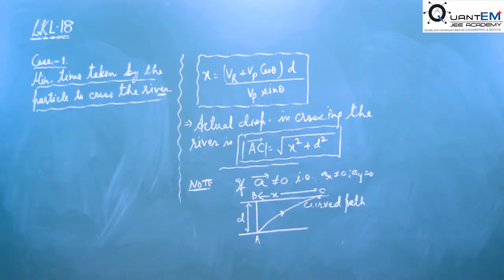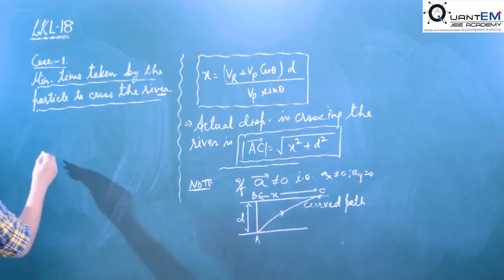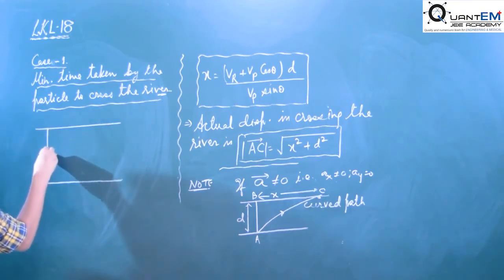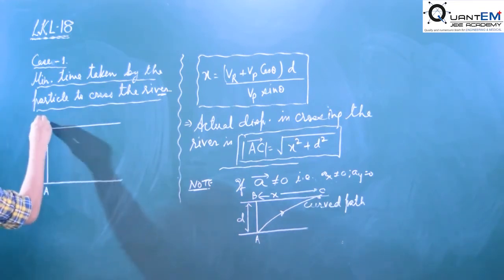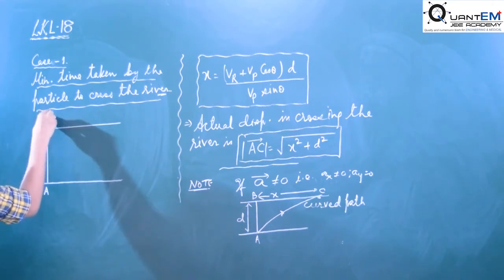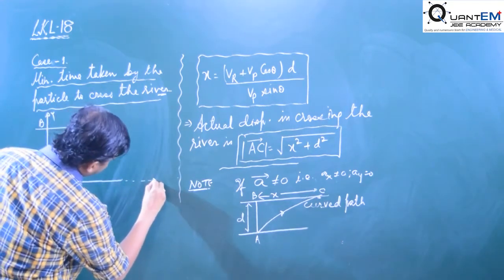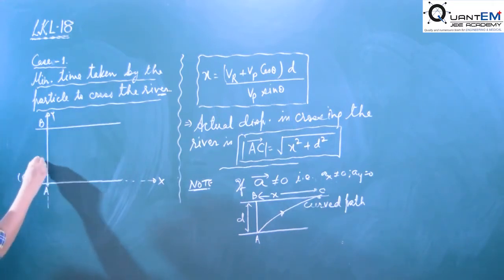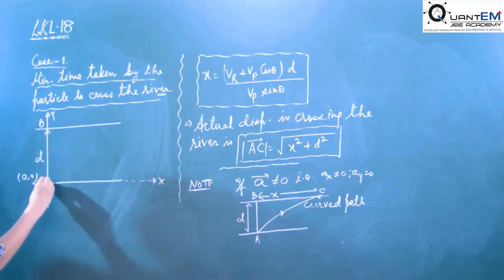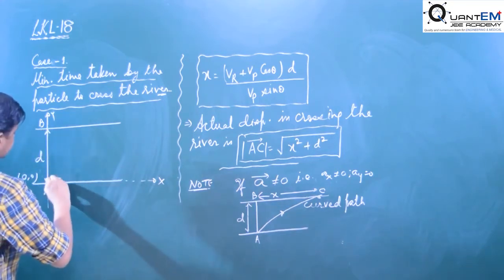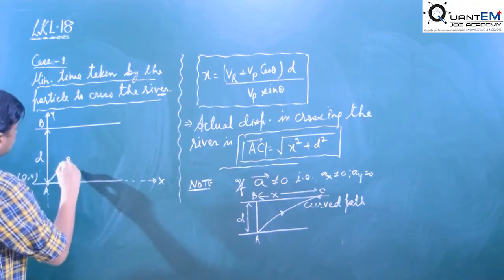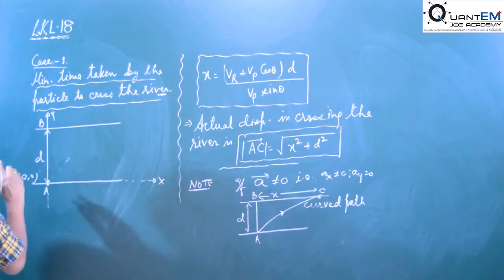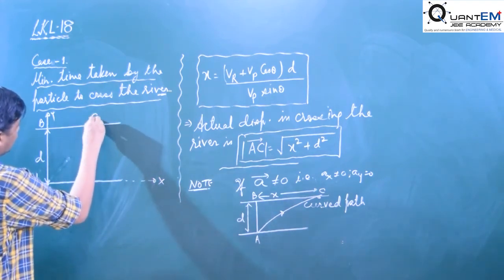Okay, now see, point A, this one is the y coordinate and this one is the x coordinate. It was the origin of the coordinate system. The width of the river was given as d. The particle starts moving from this point. Okay, so let us see what is the time taken by the particle to cross the river.